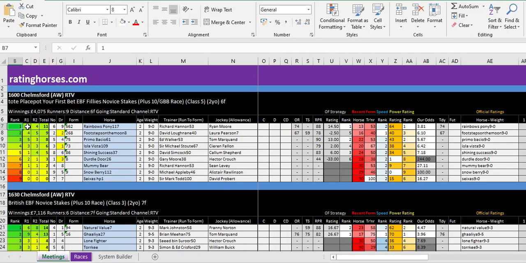The rank obviously is self-explanatory. Rainbow's Pony has got a rating of 11. It's the highest rated horse in the race, so it's ranked 1.